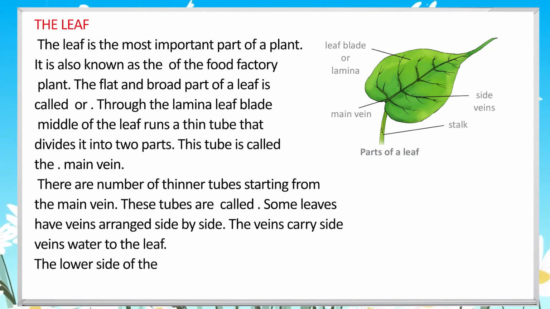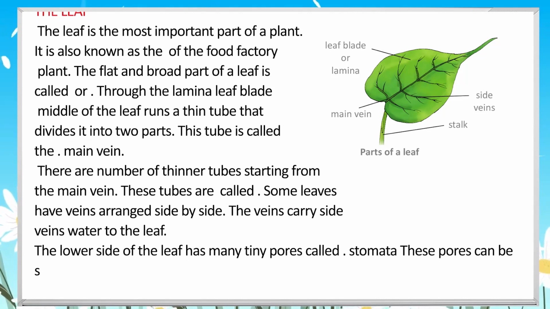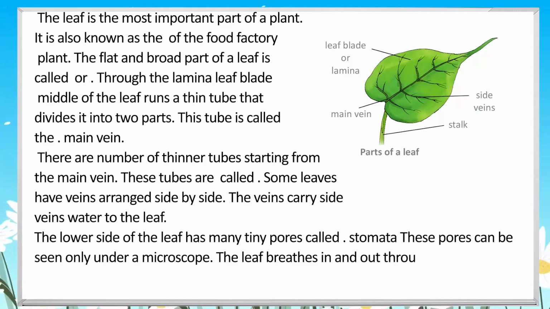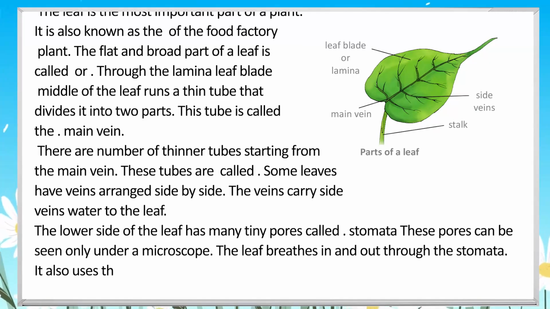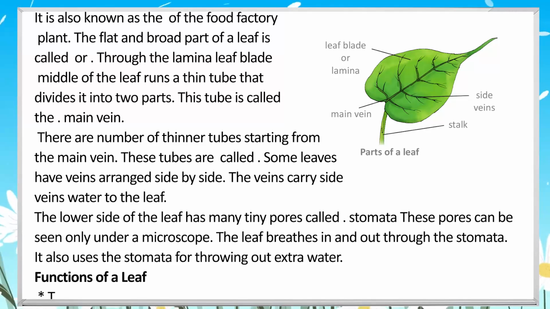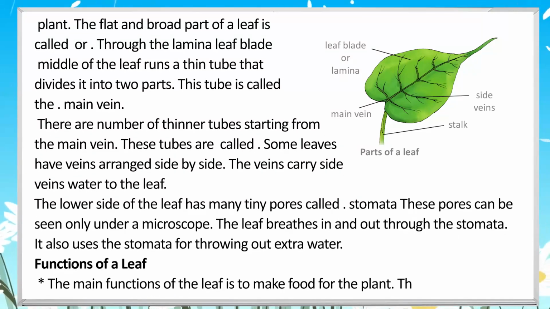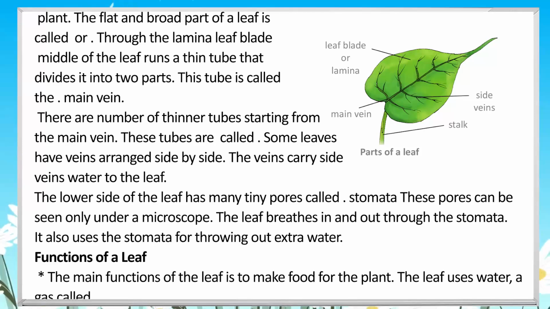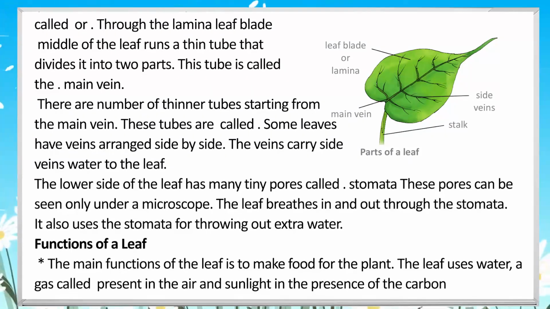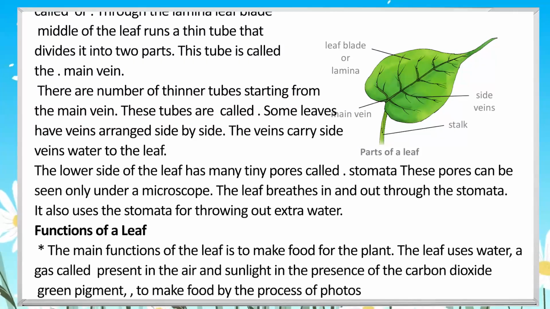There are a number of thinner tubes starting from the main vein. These tubes are called side veins. Some leaves have veins arranged side by side. The veins carry water to the leaf. The lower side of the leaf has many tiny pores called stomata. These pores can be seen only under a microscope. The leaf breathes in and out through the stomata. It also uses the stomata for throwing out extra water.